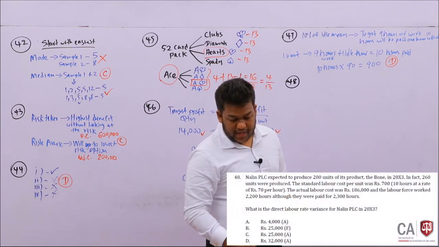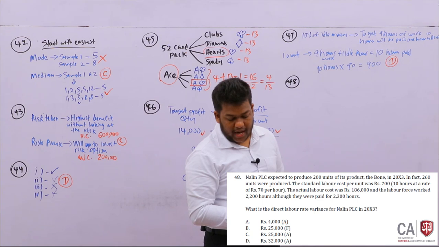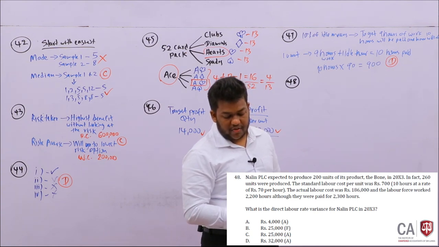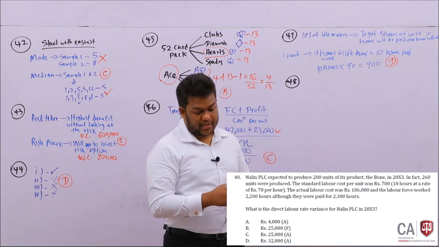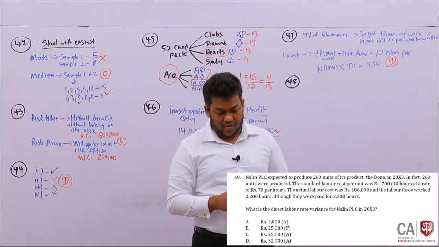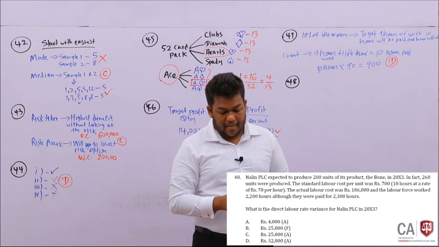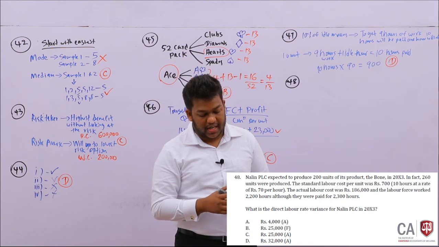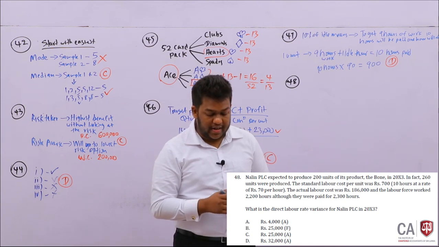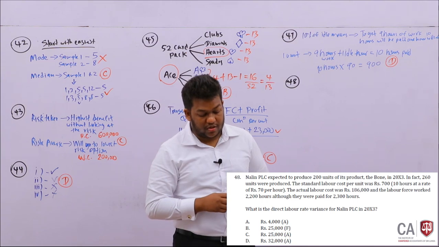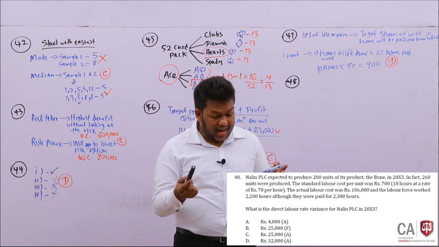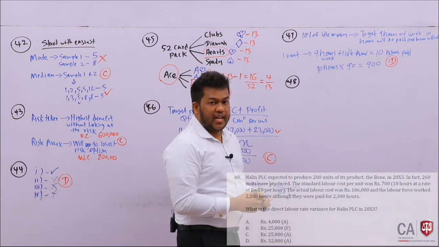Nalin PLC expected to produce 200 units of its product. In fact, 260 units were produced. Expected 200, but produced 260. The standard labor cost per unit was rupees 700, 10 hours at a rate of 70 per hour. The actual labor cost was rupees 186,000 and the labor force worked 2,200 hours, although they were paid for 2,300. They are asking for the direct labor rate variance.